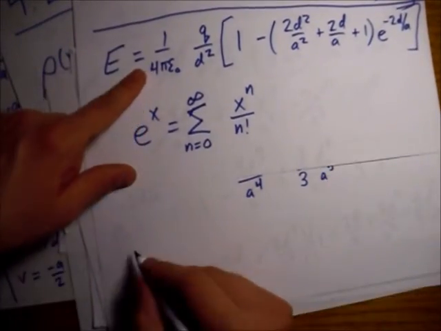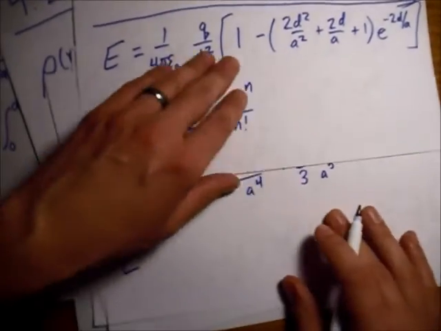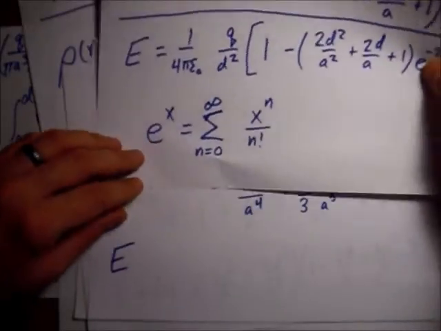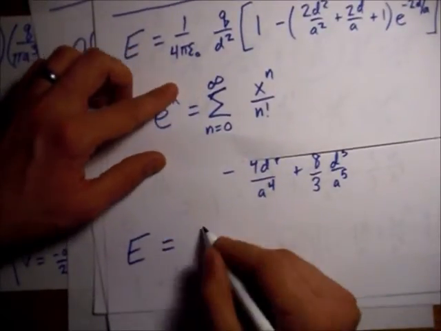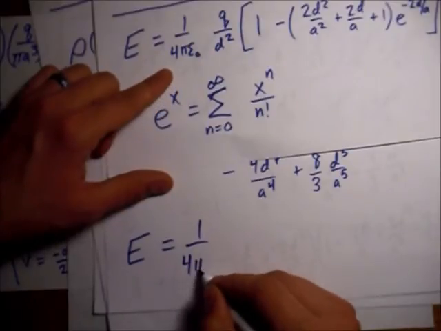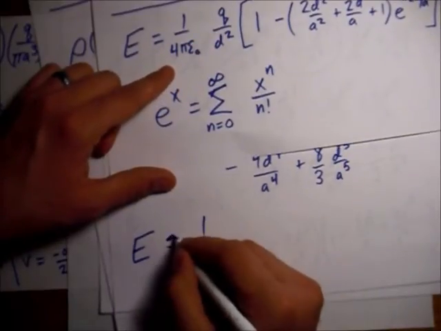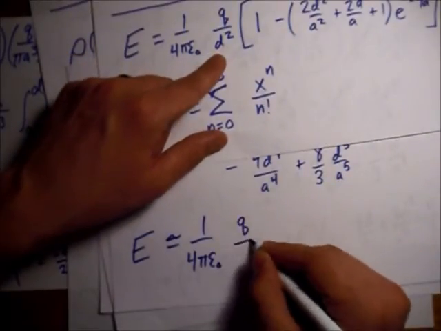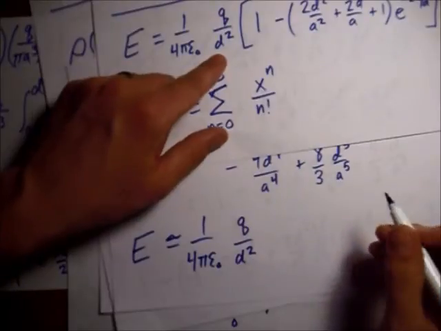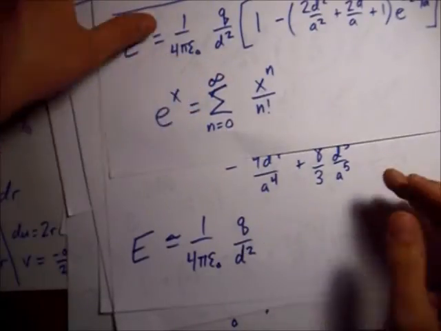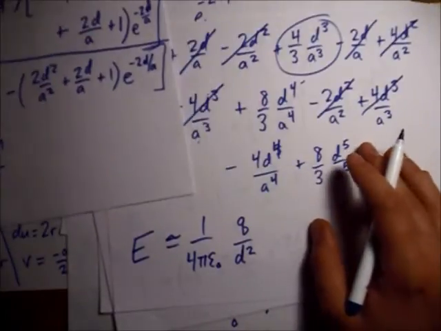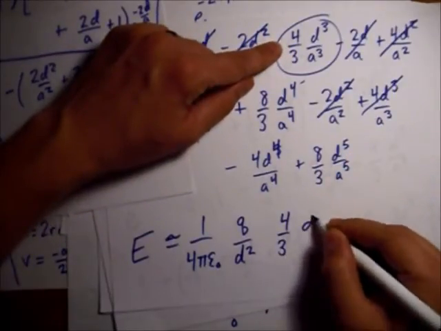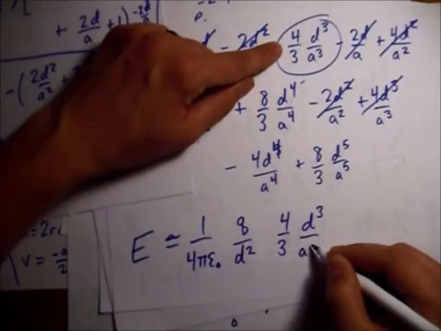All right, so let's write out E again. And when we come to this term in the brackets, we'll just plug in what we found right here. So we have a 1 over 4 pi epsilon naught. I guess this should be approximately, since we're doing that approximation now, Q over d squared. Now we come to the term in the brackets, and we're just going to plug in this. So 4 thirds d cubed over a cubed.